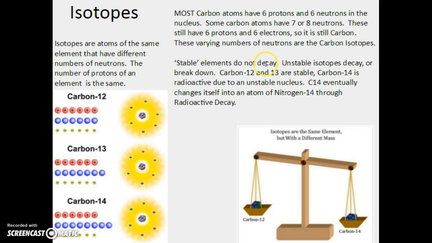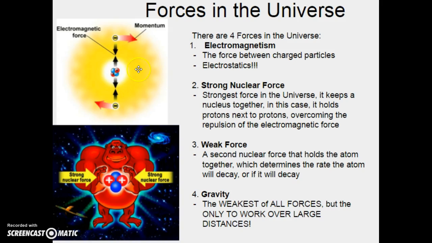Stable elements do not decay or break down. Unstable isotopes decay or break down. Carbon 12 and 13 are quite stable. Carbon 14 is radioactive due to an unstable nucleus. Carbon 14 eventually changes itself as it decays into nitrogen 14, and this is called radioactive decay. So here I have carbon 12, carbon 13, and carbon 14. Just one quick summary: isotopes are atoms of the same element that have different numbers of neutrons, but the protons are the same.